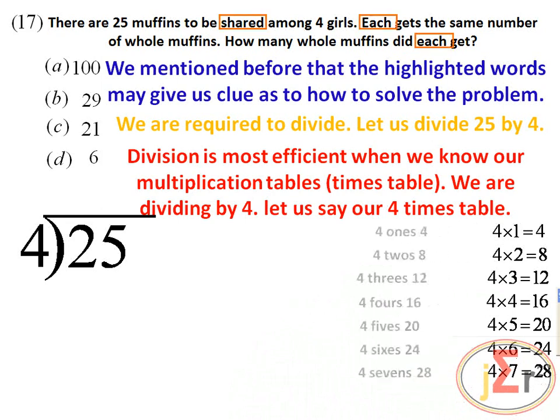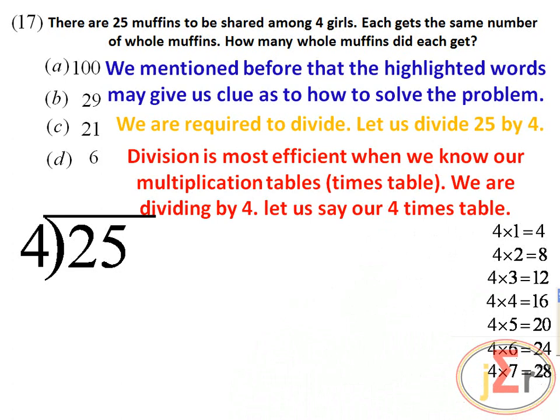Right. So if we are about to divide, it is important for us to know our multiplication table. We are dividing by 4. We therefore make use of our multiplication table, our 4 times table. So if we are dividing by a particular number, it is good if we know the multiplication table of that number. So we know our 4 times table, it is good because we are dividing by 4.